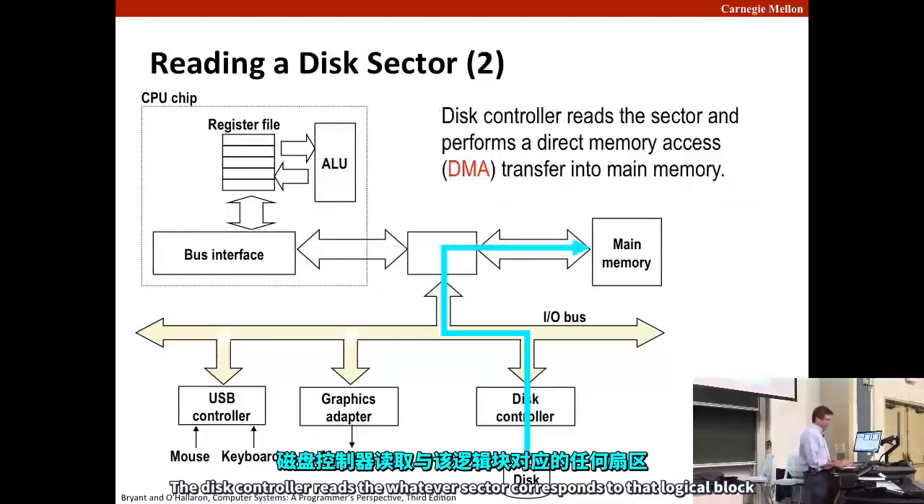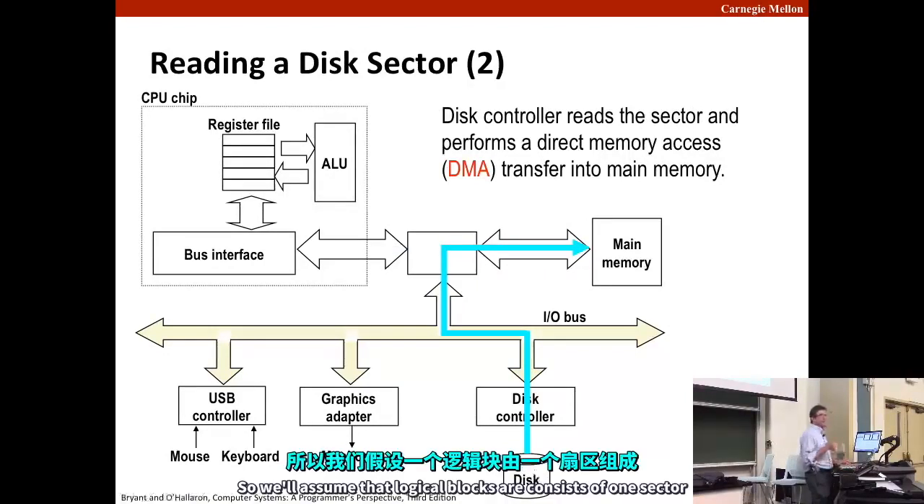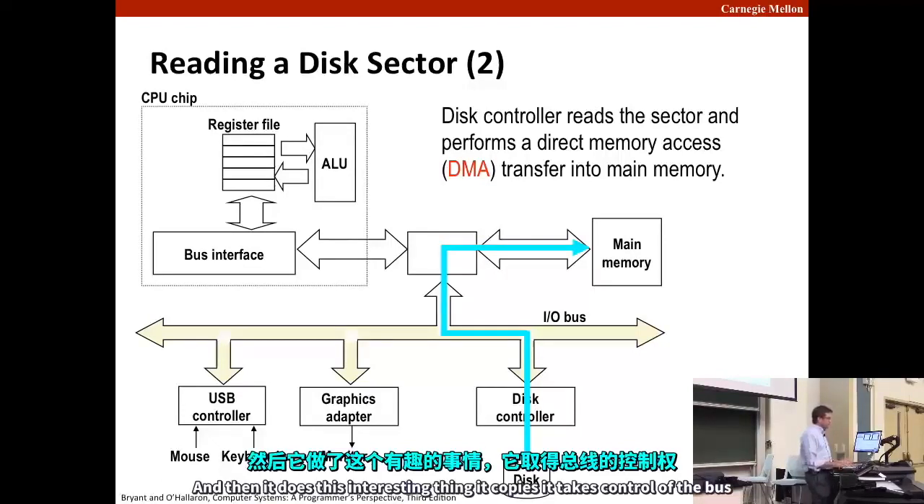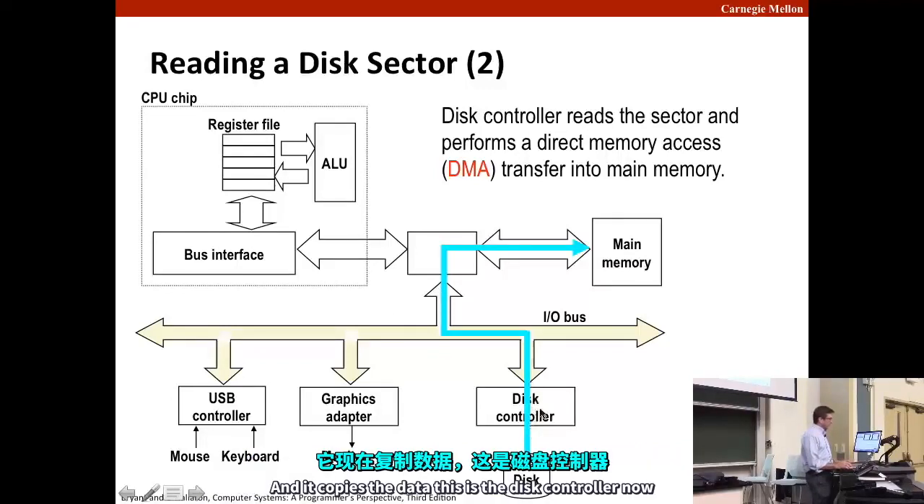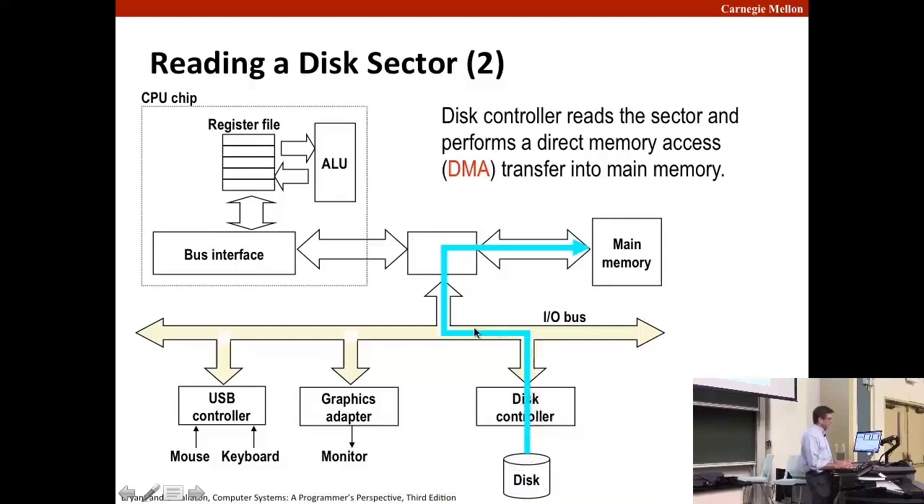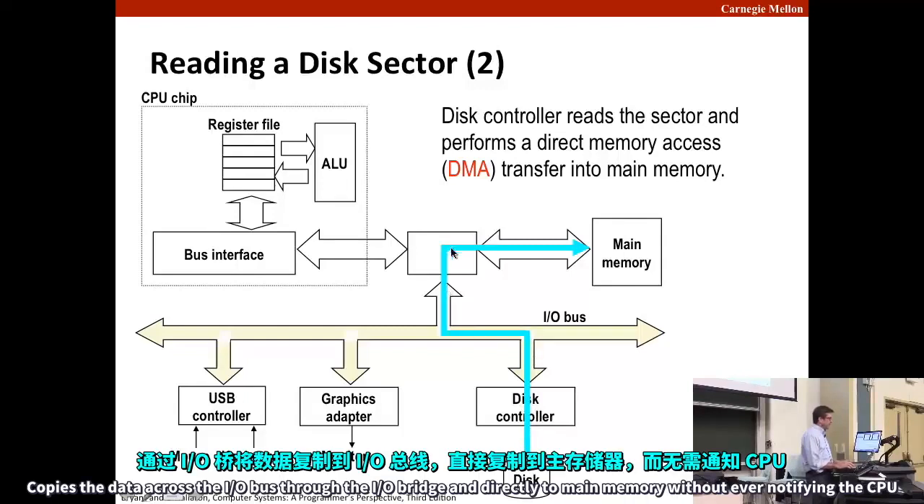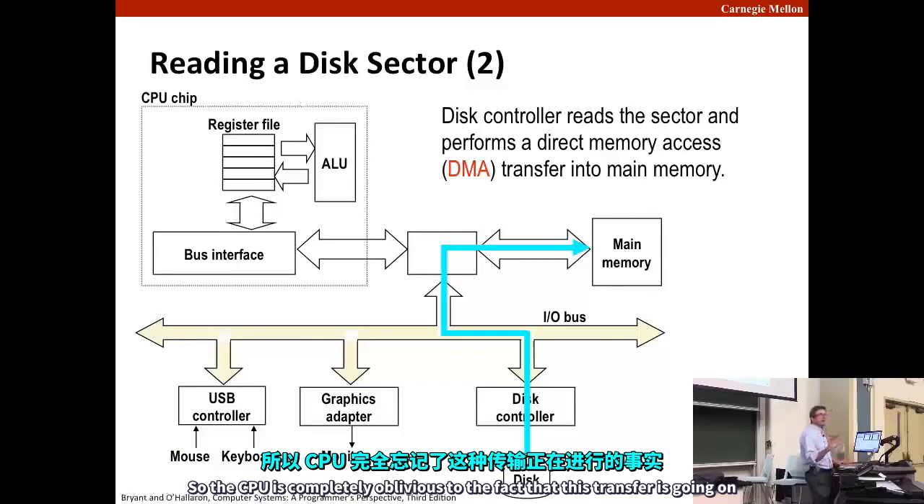The disk controller reads whatever sector corresponds to that logical block. We'll assume that logical blocks consist of one sector. And then it does this interesting thing. It takes control of the bus, and this is the disk controller now, it copies the data across the I/O bus, through the I/O bridge, and directly to main memory without ever notifying the CPU. So the CPU is completely oblivious to the fact that this transfer is going on.